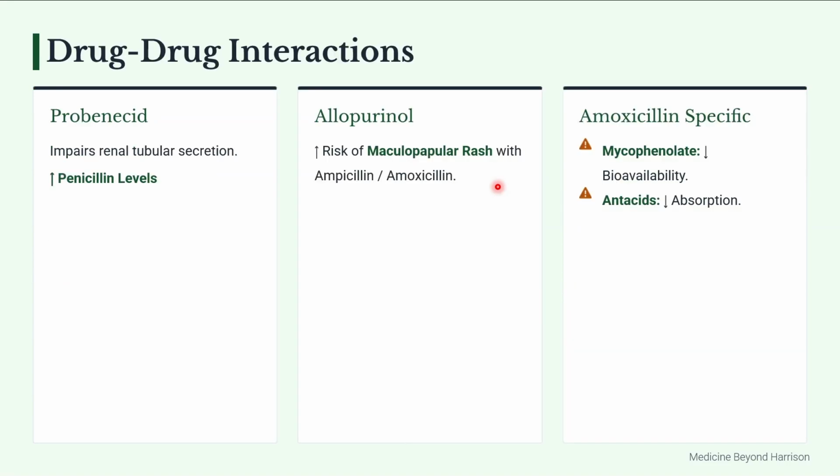So, drug-drug interactions: it has few drug interactions. With probenecid, it impairs renal tubular secretion, leading to increased penicillin levels. With allopurinol, there is an increased risk of maculopapular rash with ampicillin and amoxicillin. So ampicillin and amoxicillin should not be used with allopurinol, and should not be used for EBV-related sore throat, infectious mononucleosis, as they can aggravate the maculopapular rash. For amoxicillin specifically, when using mycophenolate mofetil there is decreased bioavailability, and antacids lead to decreased absorption of amoxicillin.